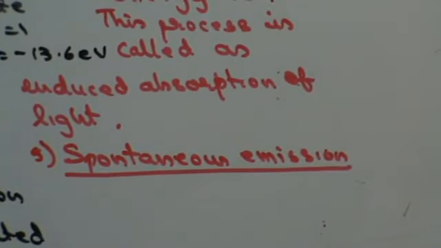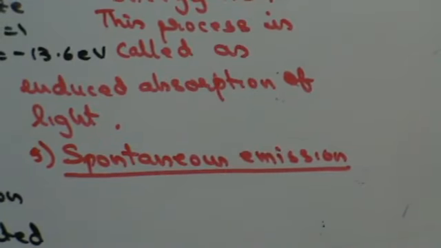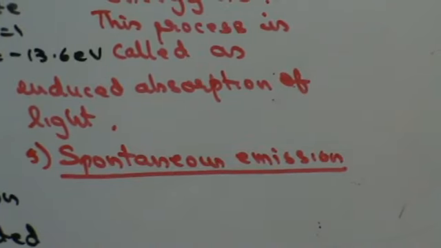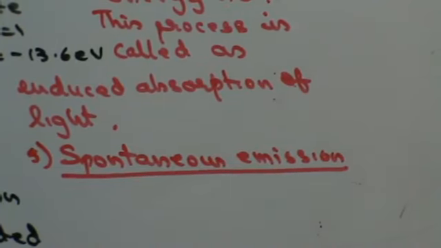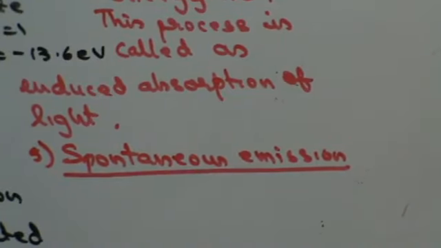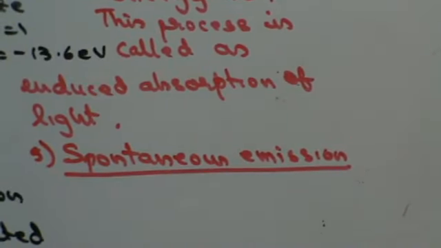Now, the frequency of light that will be emitted will depend upon the difference between the two energy levels by Bohr's third postulate, right? Such an emission that results in the transition of electrons from higher energy level to lower energy level without any external agency is called spontaneous emission.